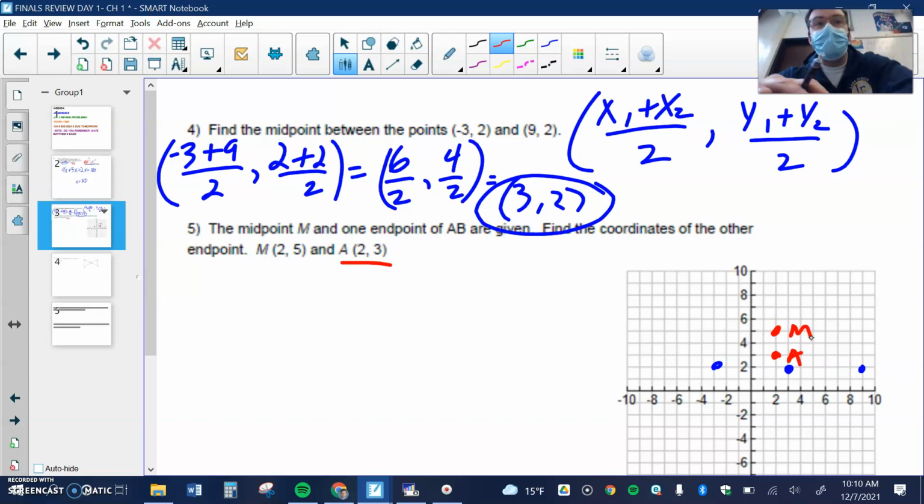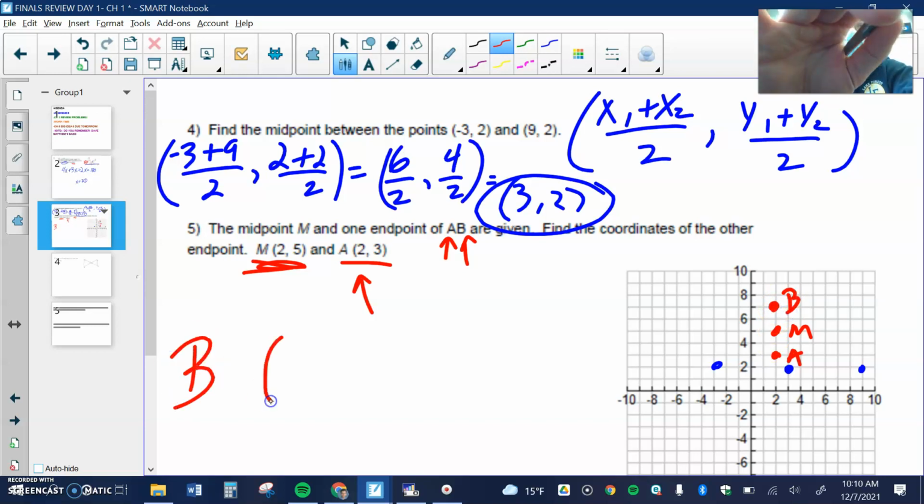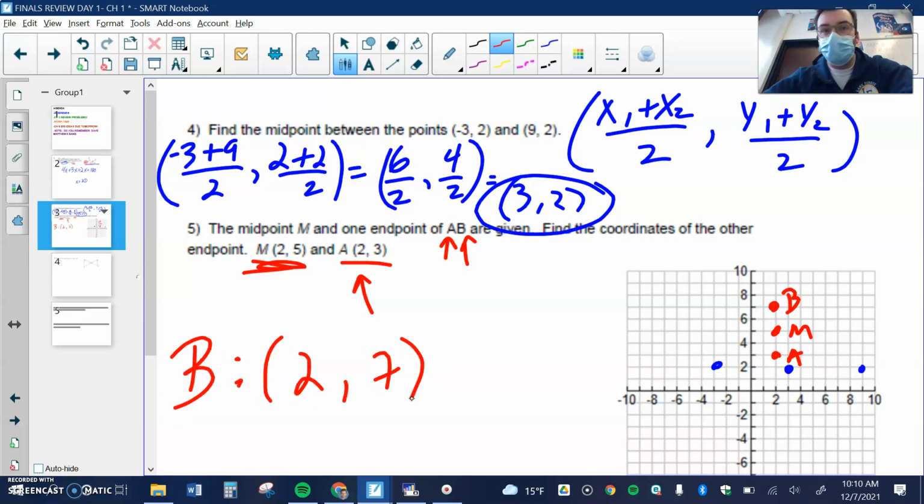So they're saying that M is the midpoint. This is already our midpoint. I know what A is. I want to find B. So M is already the midpoint, which means M is in the middle of A and B. Since A is 2 units below M, then B is going to be 2 units above M, which would make it 2, comma 7.